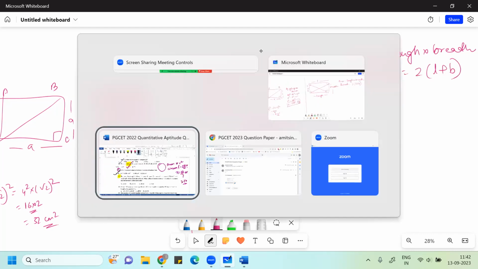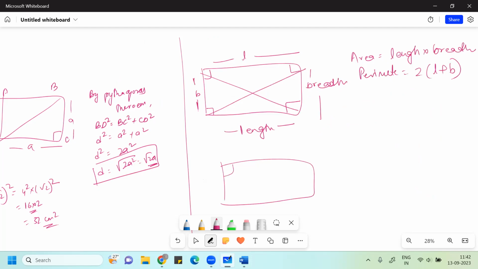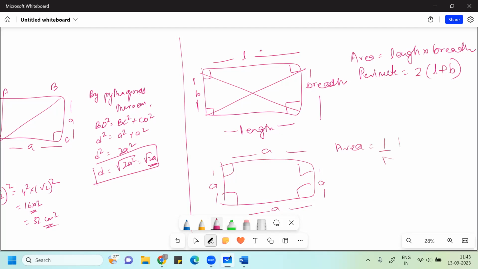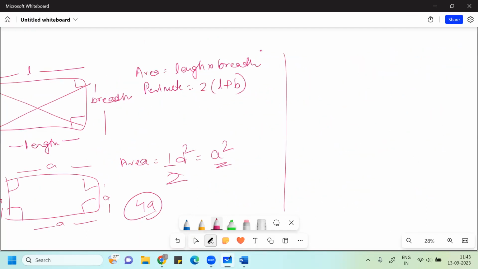So what they have given us in the question: the area of the rectangle is 4 times the area of the square. Suppose this is a square, all sides are equal. Suppose all sides are A. The area of the square, as already explained in a previous question, is half into diagonal squared, or side squared. Remember this formula. And the perimeter of this would be 4A. So the area of the rectangle, length into breadth, is 4 times the area of the square. I assume A is the side of the square.